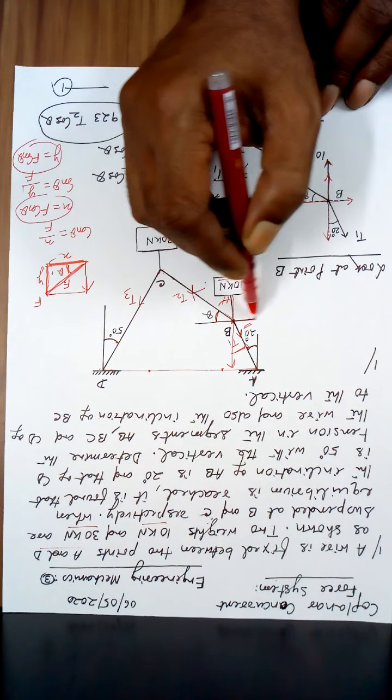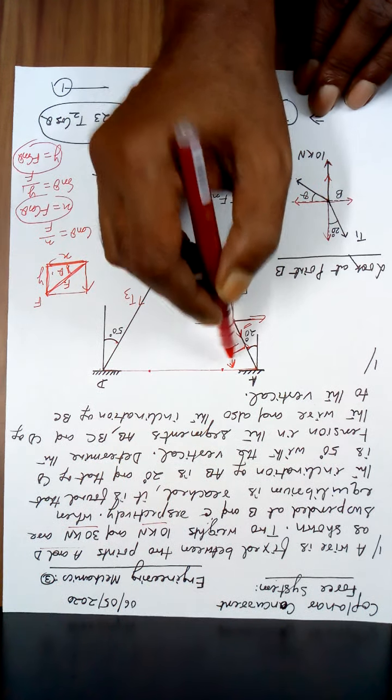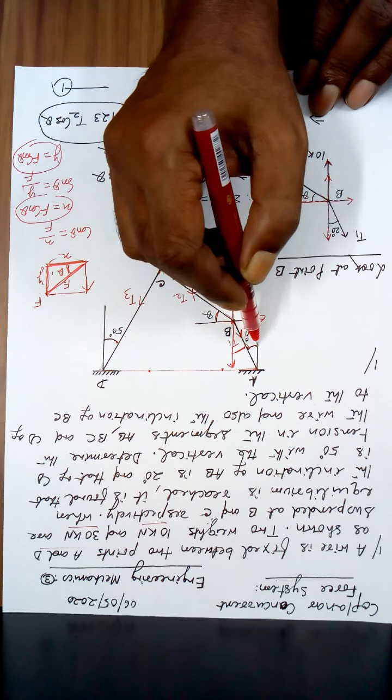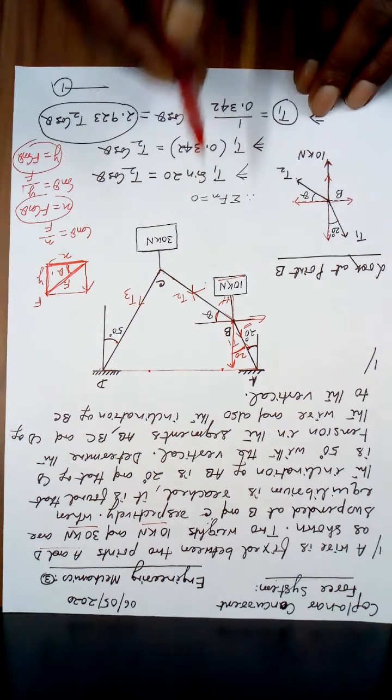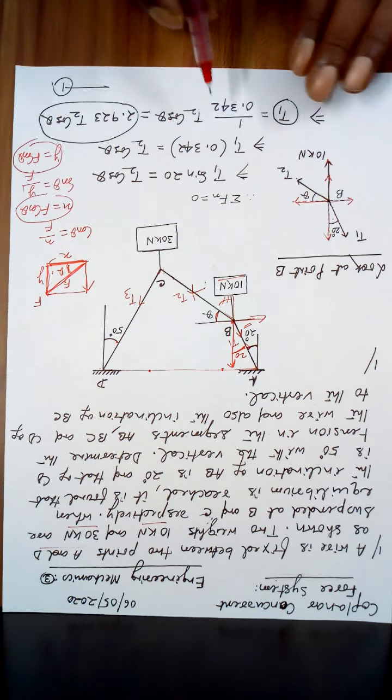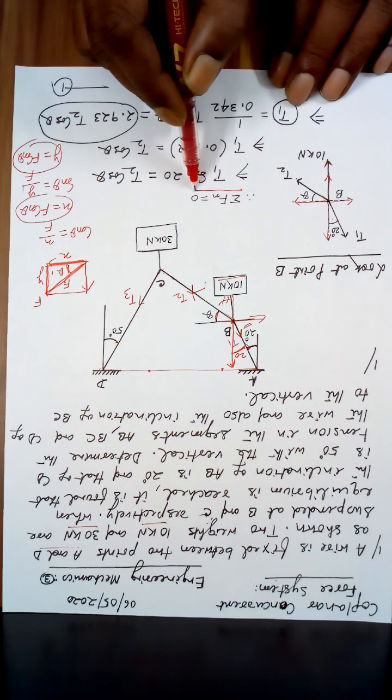T1, if you draw a component like this and a component like this, then this angle will be equal to this angle due to alternate angles. Since this is 20, this will also be 20. So that is how I have shown here. Now, the sum of the forces along the x-axis is 0 because it is in equilibrium.